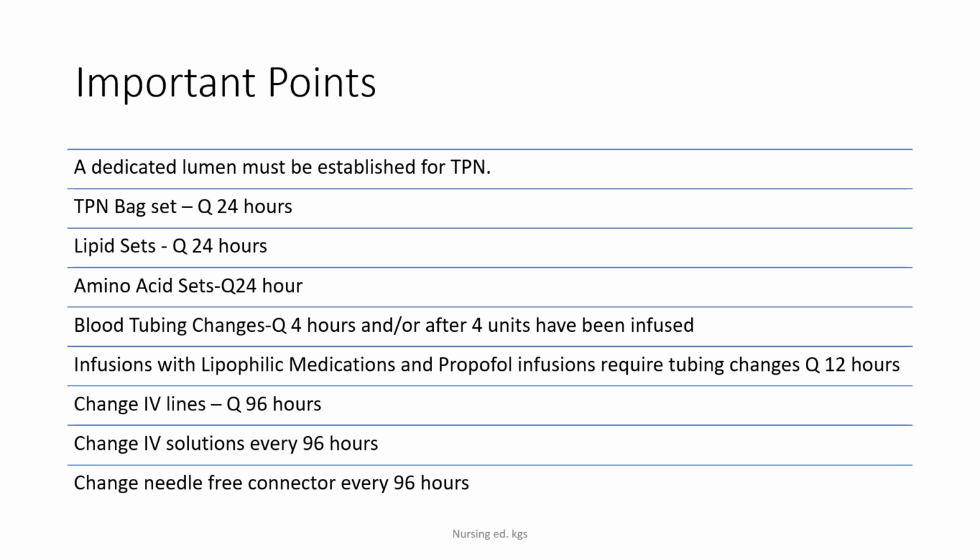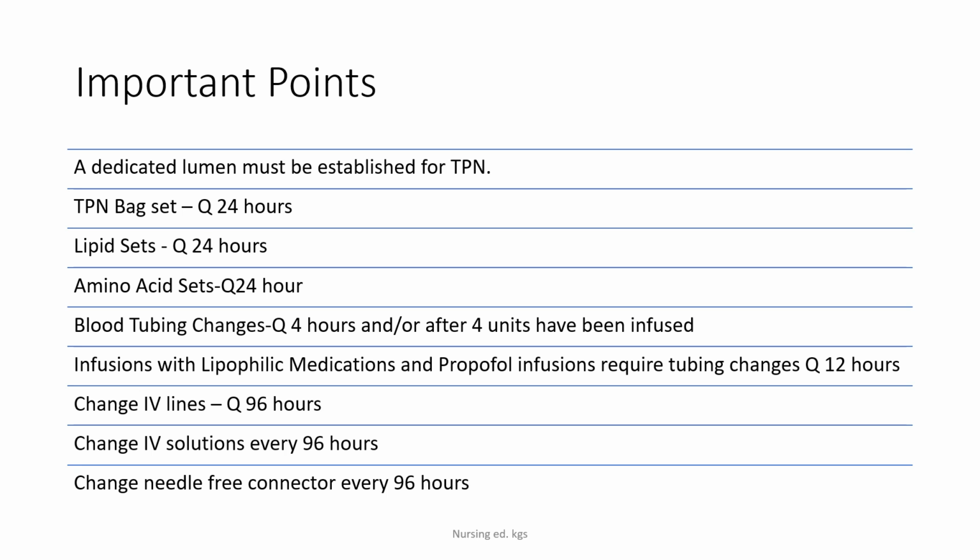Other important points before we finish this lesson is that if the patient is getting TPN, there should be a dedicated lumen. Additionally, your TPN bag set should only last 24 hours. The lipid set, 24 hours, and this can be based on hospital policy because there are some hospitals where the lipid set will only be up for 12 hours. Amino acid set, 24 hours, or whatever your hospital local policy is.